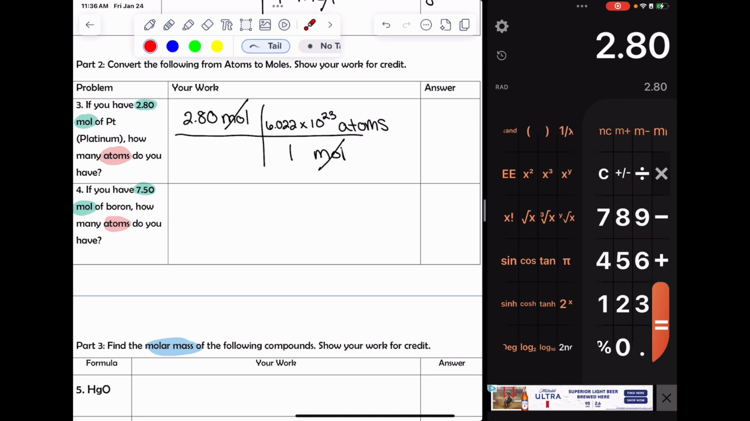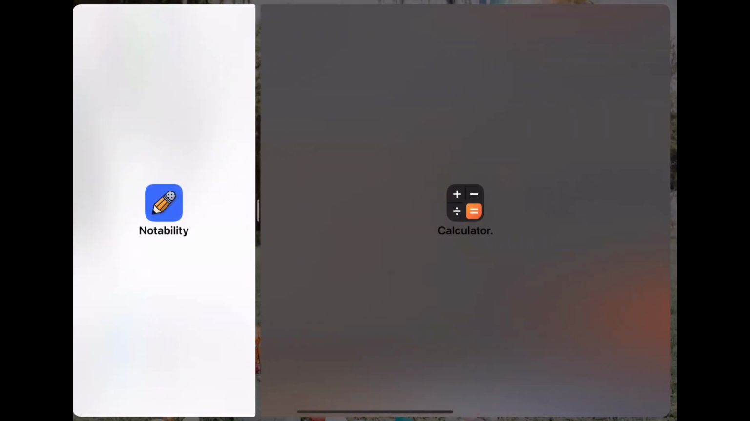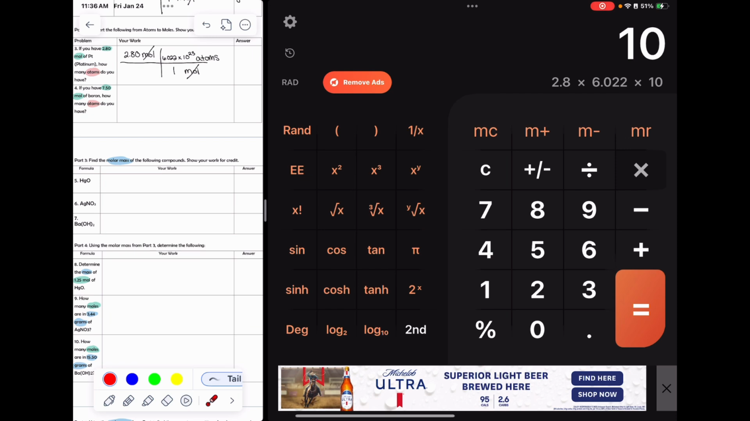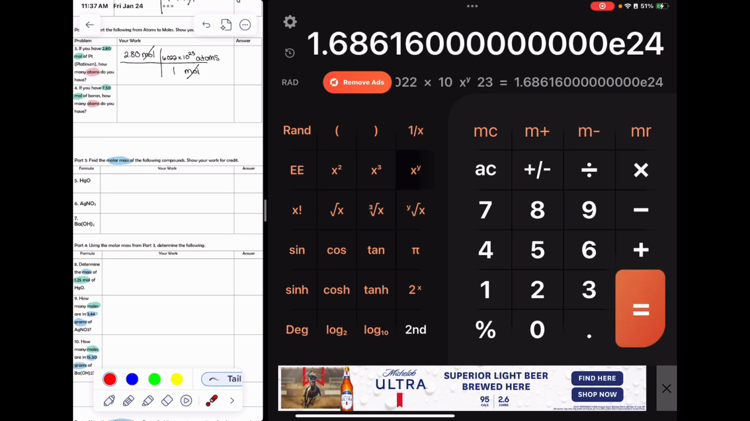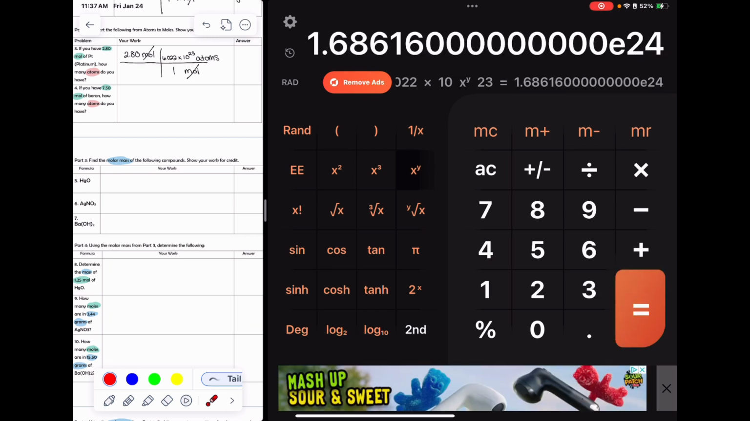2.80 times 6.022 times 10. Hold on. Let me figure out how to put a power on here. To the power of 23. Is it going to let me do it correctly? Is that the right answer? Or did I type it in wrong? No, that is the correct answer. Look at me go.